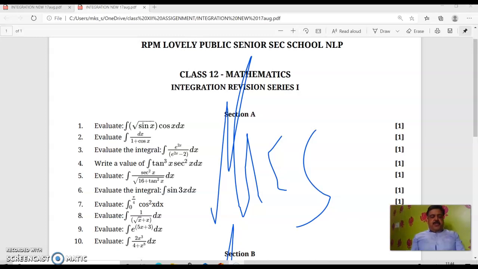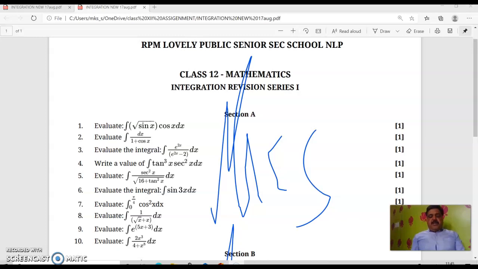Now moving on to question number 9th, we have e to the power 5x plus 3 into dx, and as we know that the integration or derivative of e to the power x is e to the power x. Now it is e to the power 5x plus 3, it is e to the power 5x plus 3, but the coefficient again we have to divide it by 5.